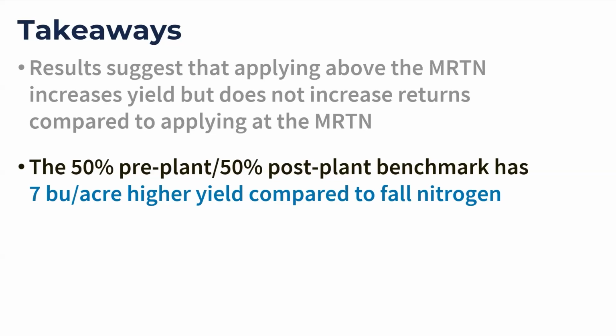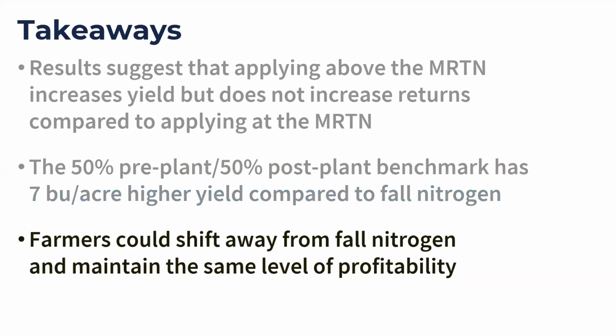So what this means is that farmers could, in theory, reduce their nitrogen applications to the MRTN or change their nitrogen applications to the spring without losing any profitability. So that's the ultimate result of this study. Hopefully this will provide some evidence to help farmers think about those nitrogen decisions and potentially move towards different practices if they see this financial evidence.